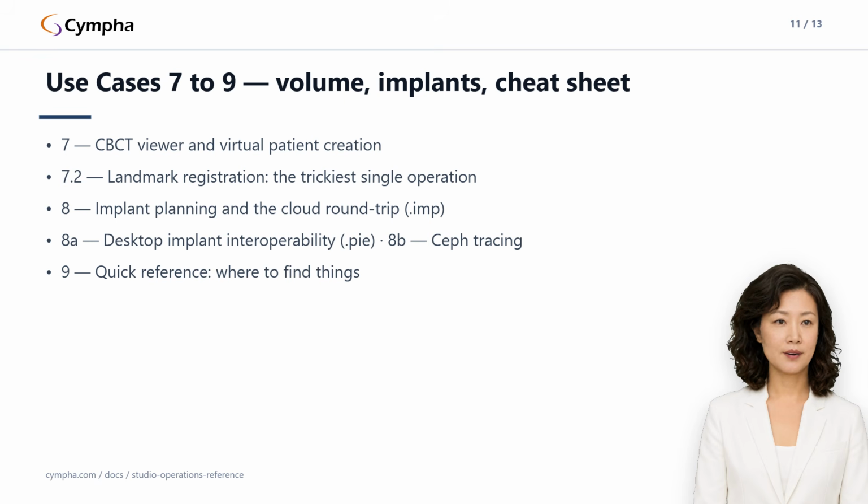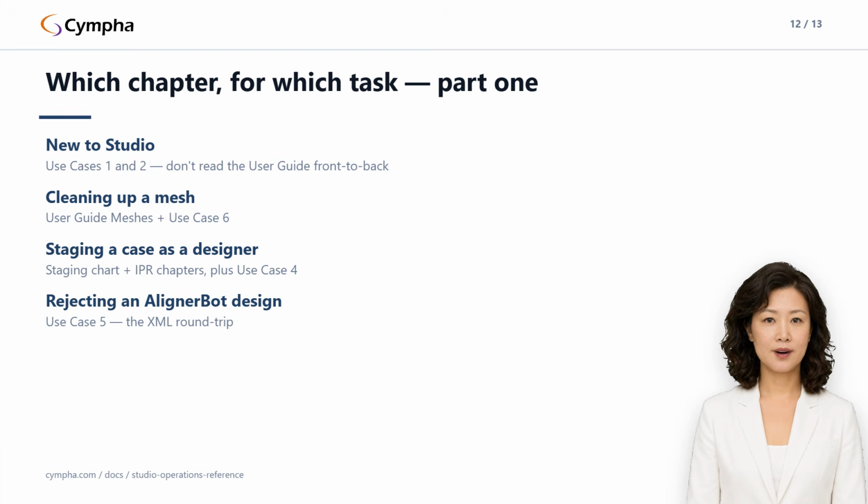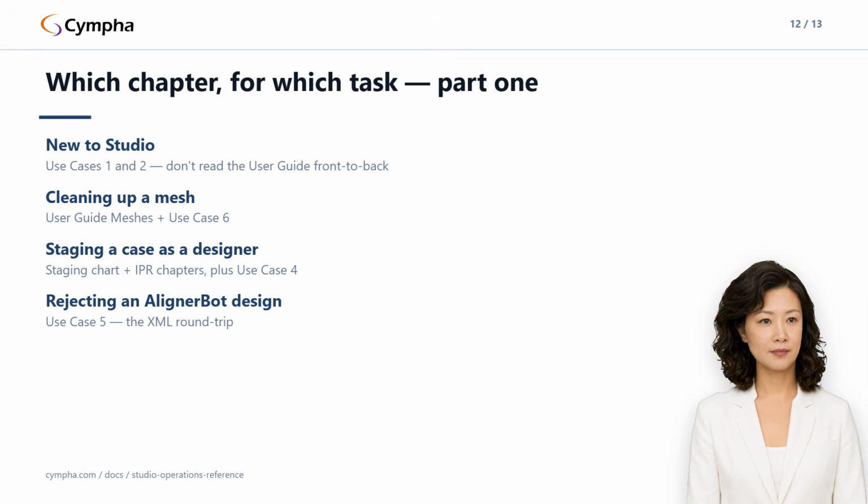Let's close with the decision tree, because this is the part to actually remember, and I'll take it in two halves. If you're new to Studio, start with use cases 1 and 2, and the doc is emphatic about the other half of that advice. Do not try to read the user guide front to back. It's a reference, not a novel.